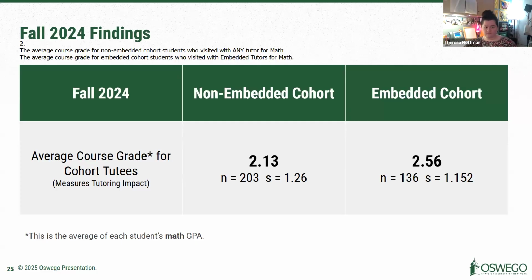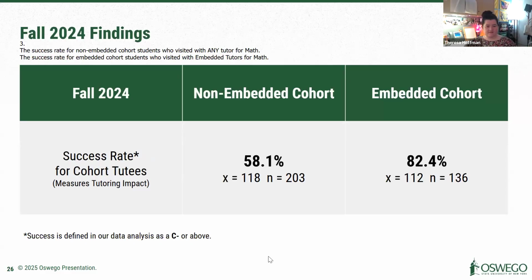And then my favorite of the three is the success rate for the cohort 2Ts, because that's ultimately why we're here. The purpose of the embedded tutoring is to help these students pass the course, get that credit, and then be able to continue on in their degree. This is the most drastic difference you'll see. In the non-embedded cohort, they were successful at a 58.1% rate, whereas in the embedded cohort, these people passed at 82.4%. Passing or success is defined as a C minus or above. That's incredible because that's what we're here to do. We're already seeing results even in just one semester.